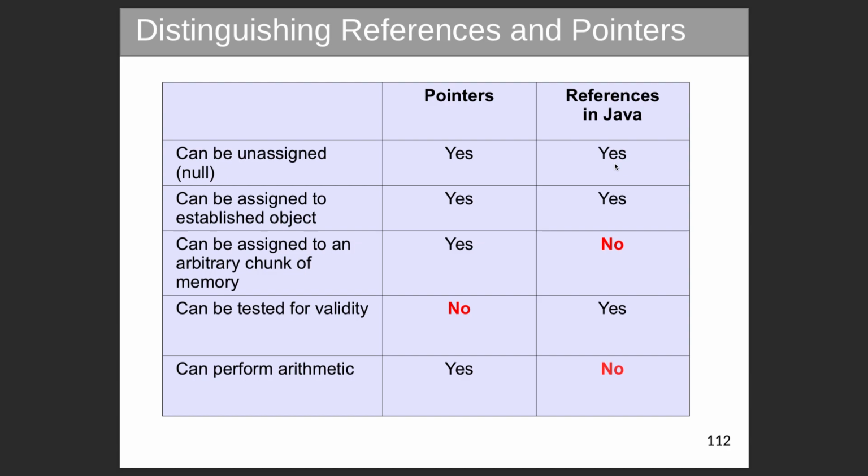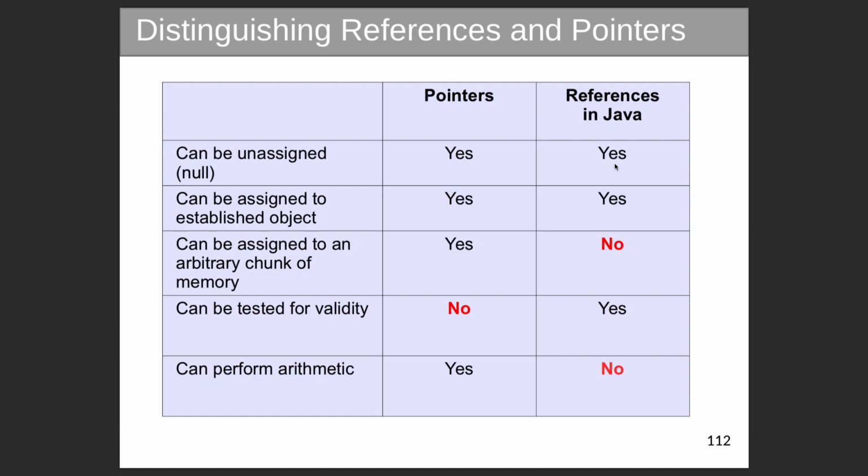Pointers can be assigned to an arbitrary chunk of memory, right? I can just take anything and say, I want to point to that. You can imagine that this is the route to writing really, really clever code, and also the route to writing really complicated, difficult code that probably has bugs in.